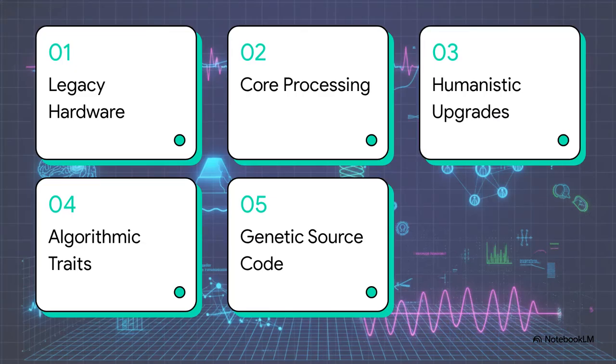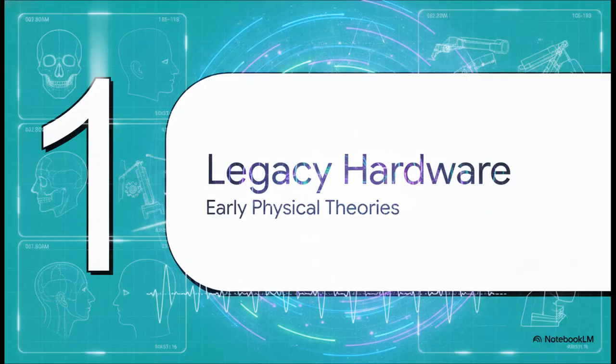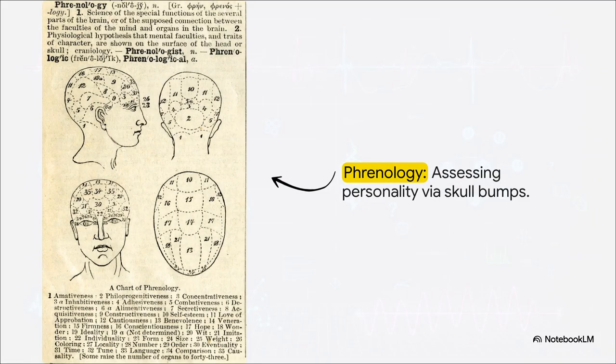Our diagnostic menu for today scans through 5 modules: legacy hardware theories, core processing, humanistic upgrades, algorithmic traits, and finally, the genetic source code. Starting right off with Module 1, Legacy Hardware Diagnostics, Early Physical Theories. Let's look at some of those deeply flawed version 1.0 attempts to read the human system. Take phrenology, developed by a German physician named Franz Joseph Gall. He actually thought he could measure your exact character just by feeling the physical bumps on your skull.